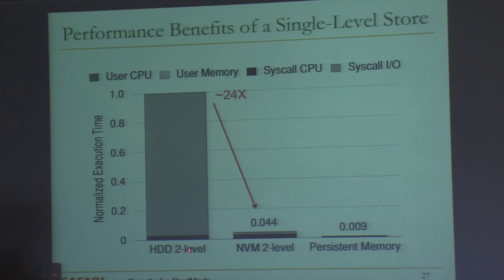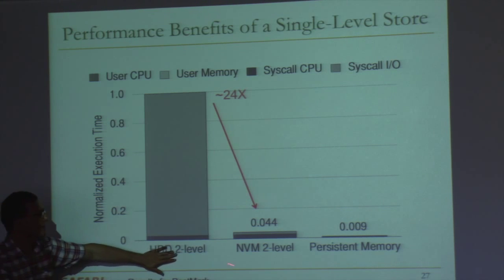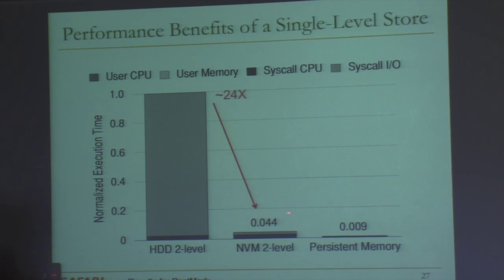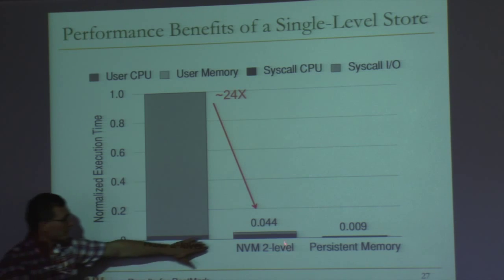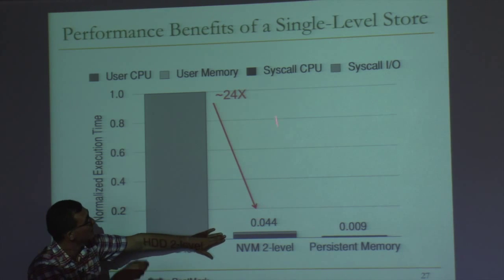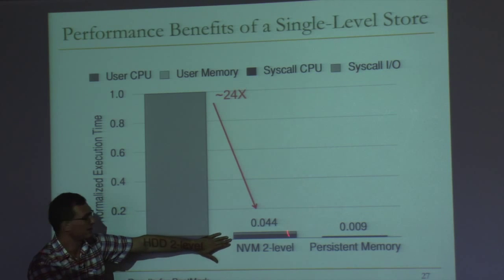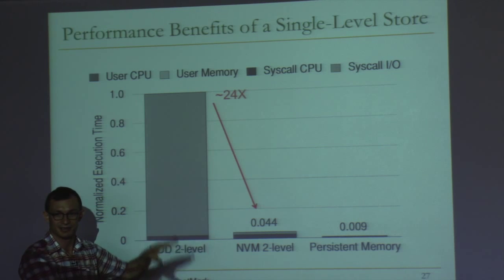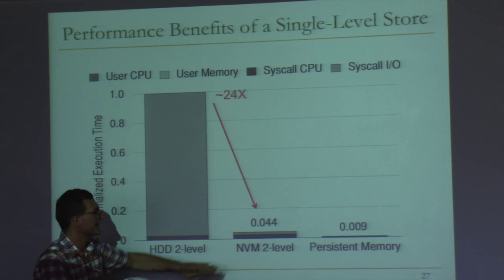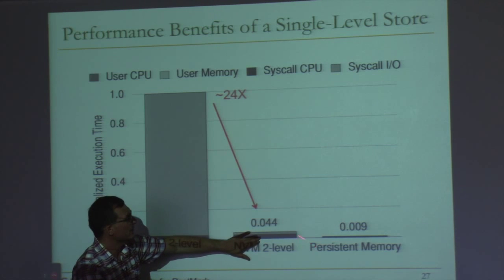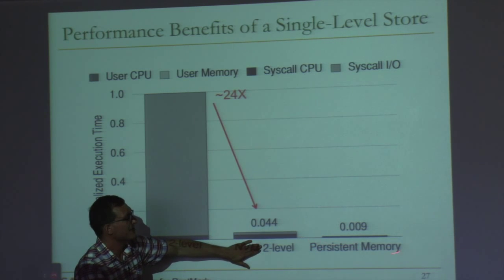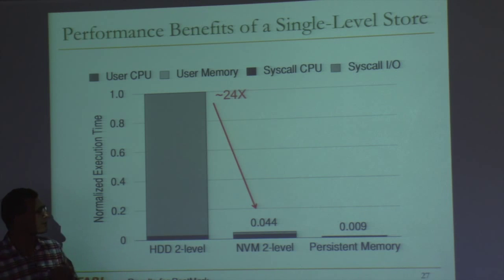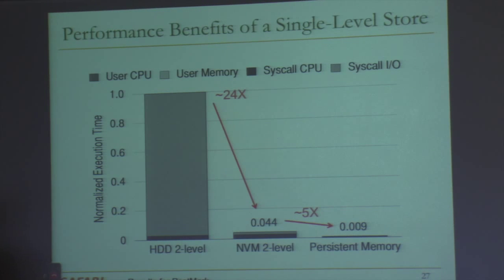If you actually replace hard disk with something like phase change memory, all of your persistent data is now in phase change memory, you get a 24x speedup. And most of the bottleneck now shifts to the system calls, right? Because the device access is really fast. Now, this is still managed using a two-level storage model between persistent data and volatile data. You have a file system interface. Now, if you get rid of the file system interface and actually manage everything through loads and stores that are accelerated in hardware, you get a 5x more speedup. So the potential benefit of changing the interface is 5x.